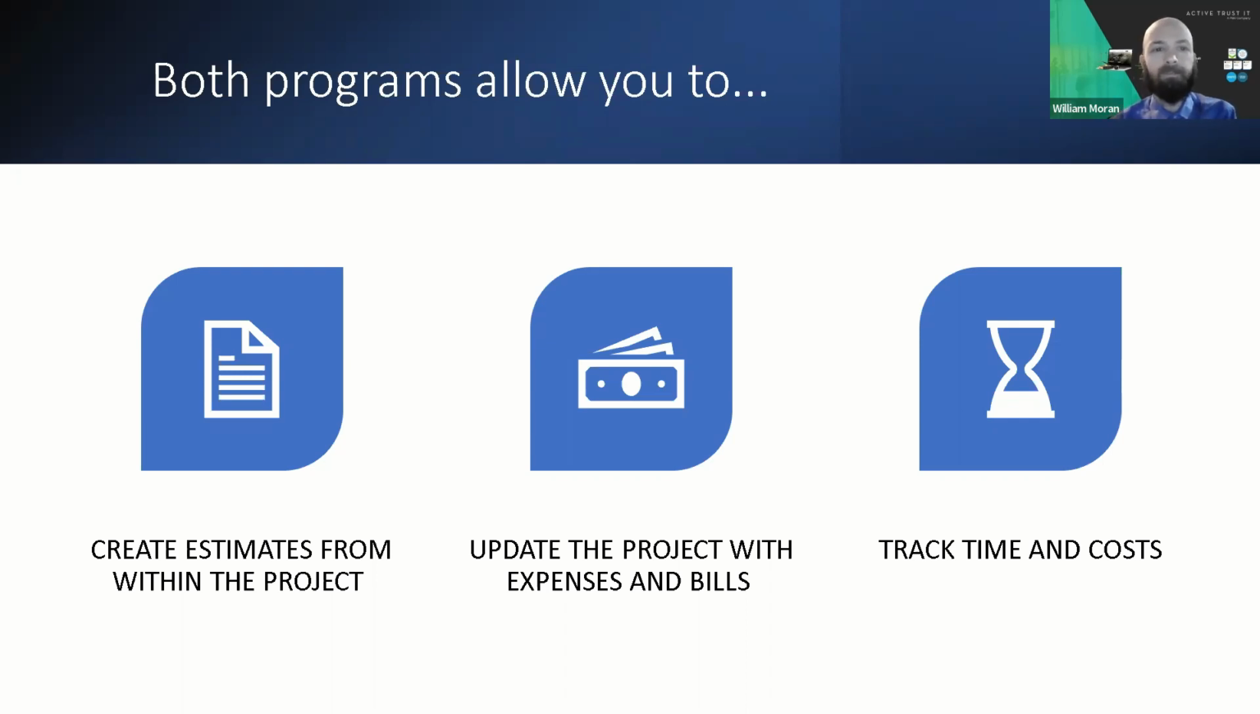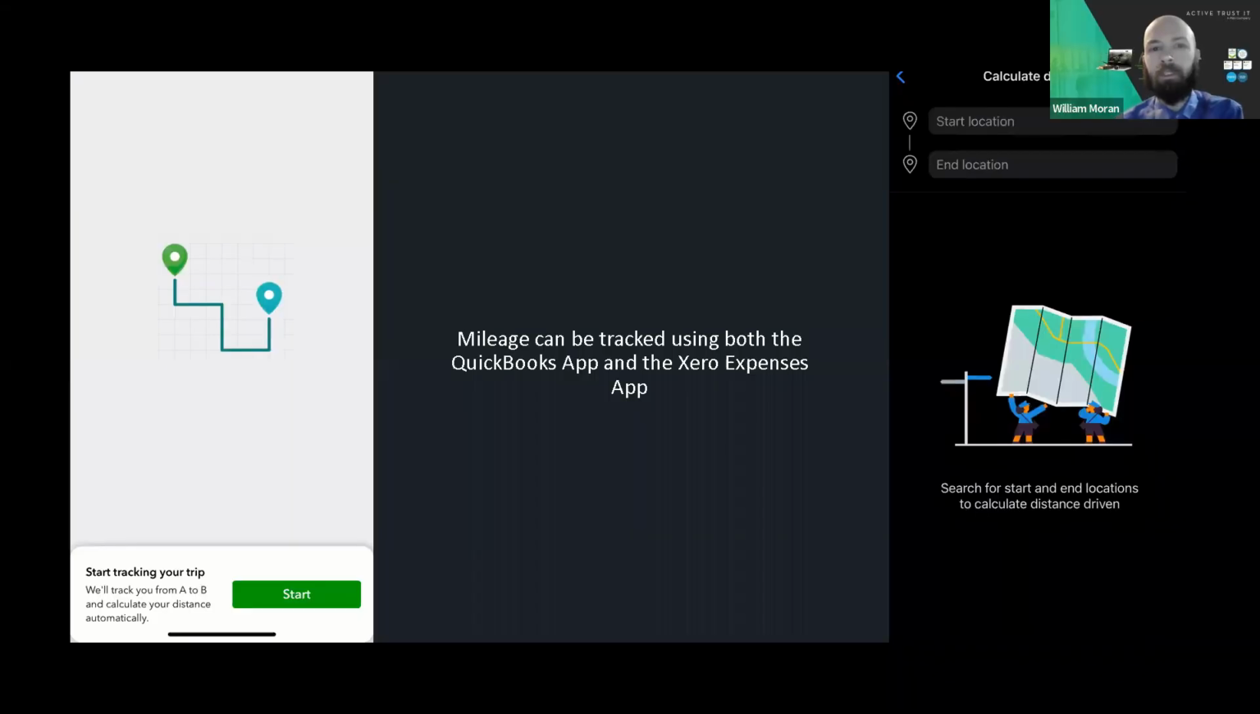Tracking mileage. QuickBooks Online and Xero both have apps that can be used to track mileage, the QuickBooks app and the Xero Expenses app. Both also allow you to manually enter the mileage you used. QuickBooks Online requires that the app is open to track mileage as it uses GPS to track. Xero's app requires that you enter in a starting location and a destination. The app will then calculate the mileage of the trip. To use this feature, you must be on the established plan for Xero.